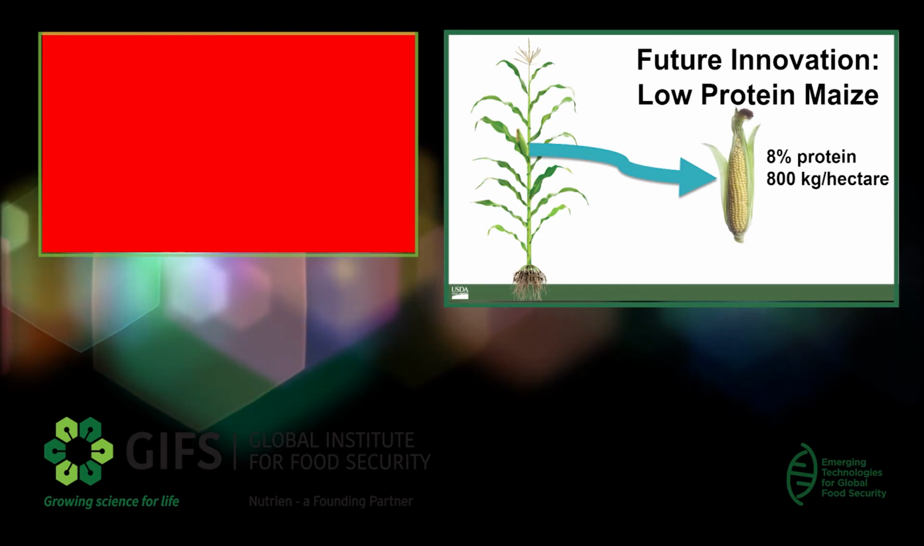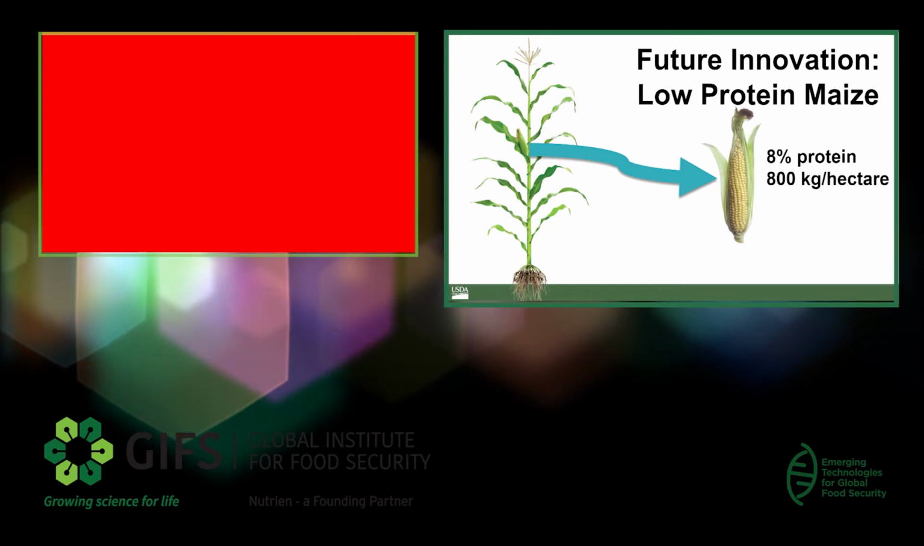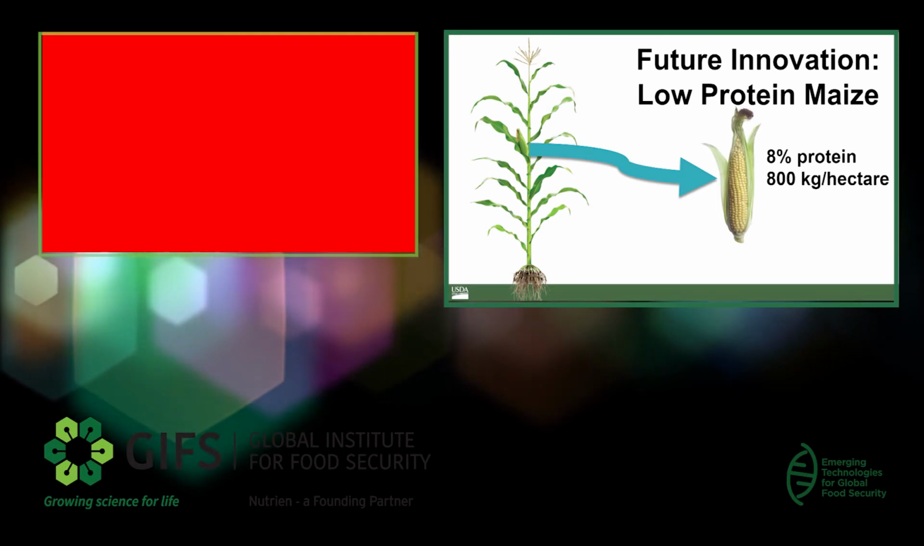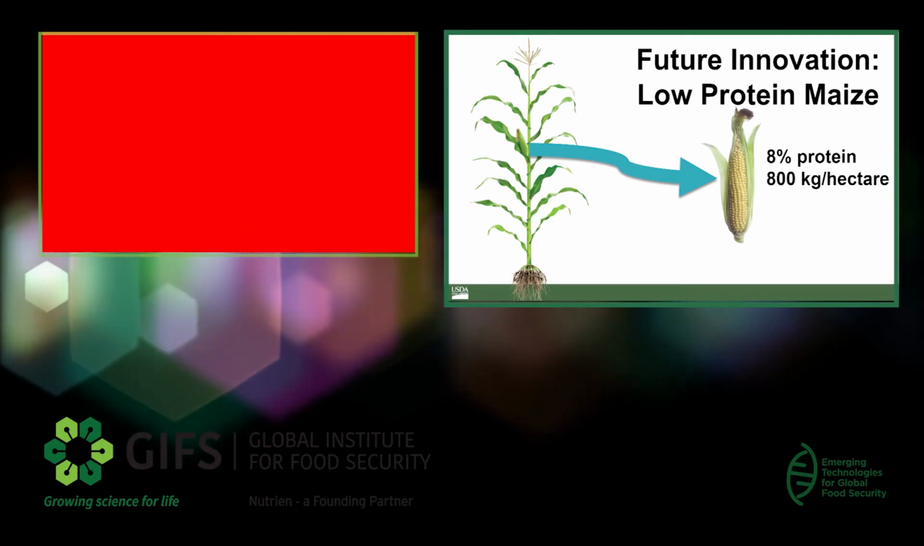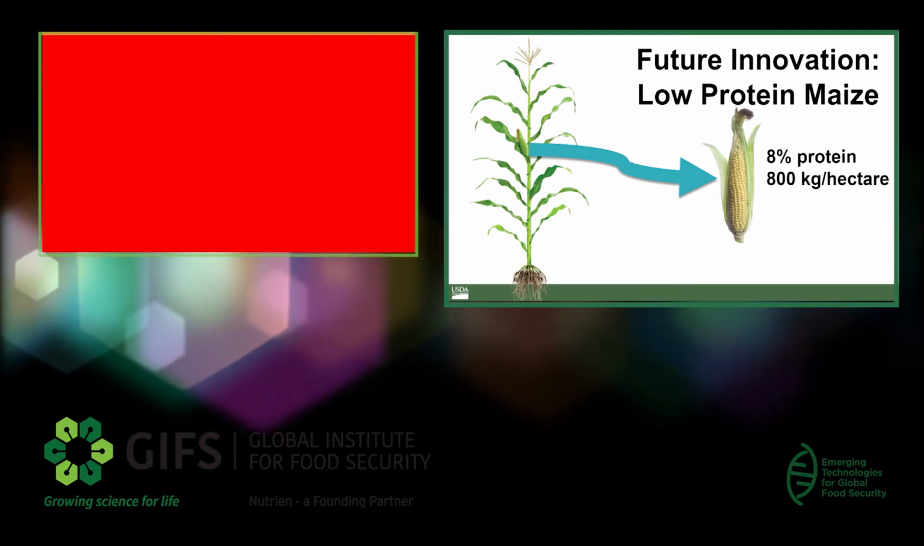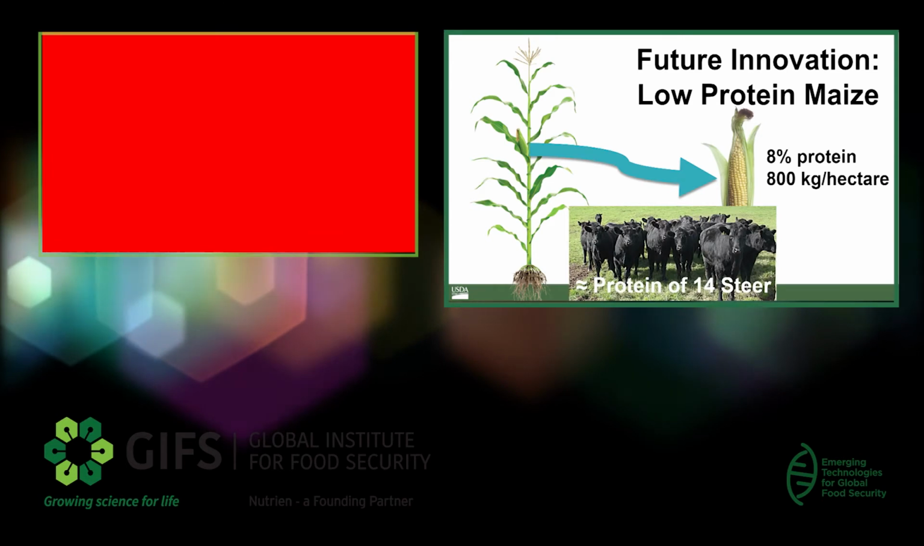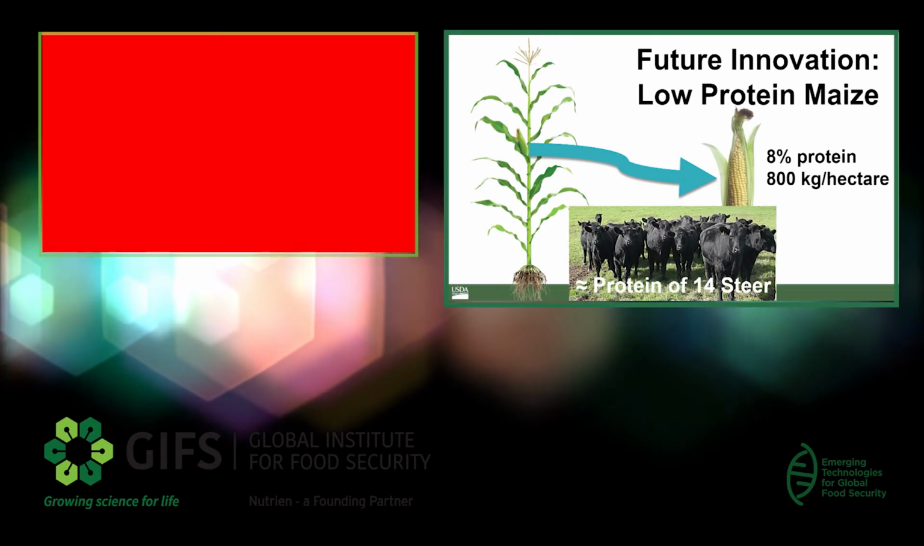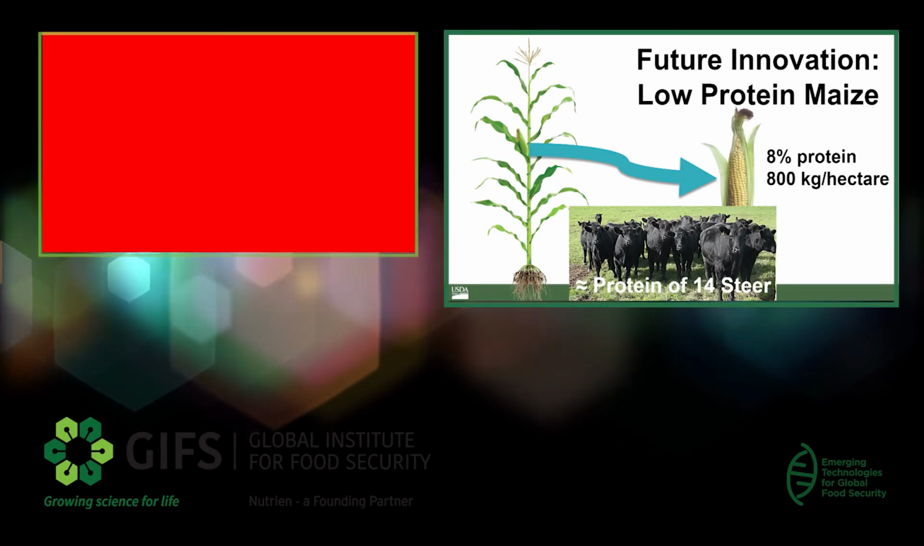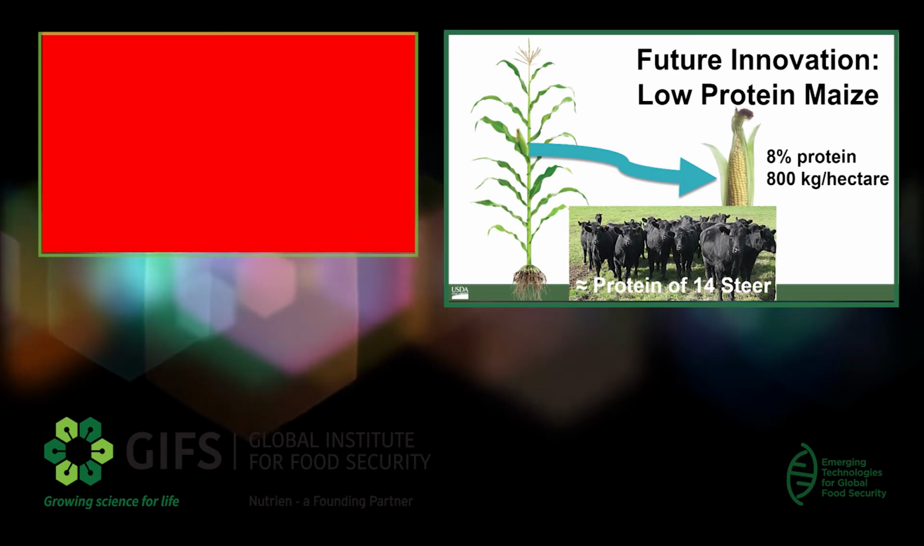Maize right now actually produces 8% protein on a per hectare basis. That's about 800 kilograms of protein. Just to give you a feel, what does 800 kilograms of protein look like? That's 14 head of steer. Okay? That's a lot of protein that's coming off a cornfield.